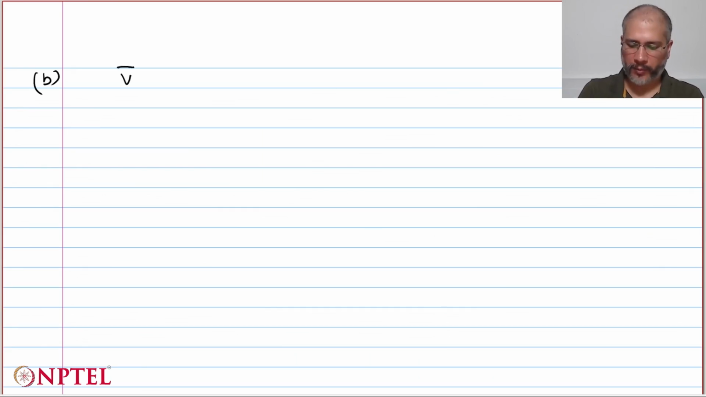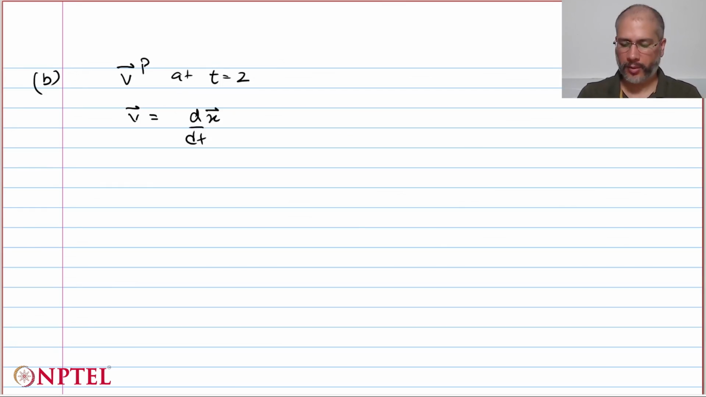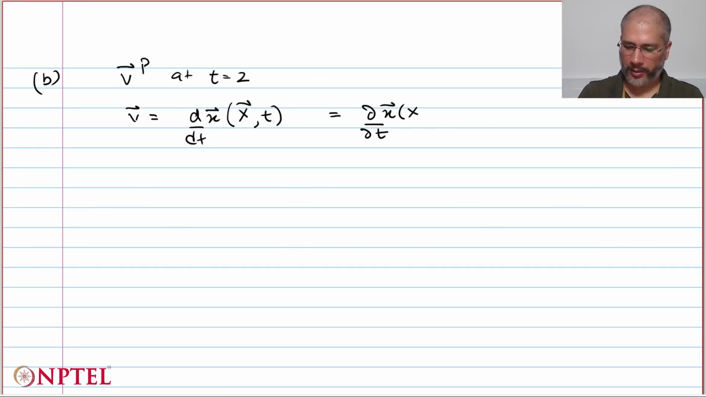In part B, we have to find the velocity of the particle P at some time, that is t equals 2. And we define velocity as d by dt of its spatial coordinate small x, which is written as a function of capital X and t. And this we could easily write as partial by partial t of the small x function, for the reason that the material coordinates do not change with time. They are independent of time.